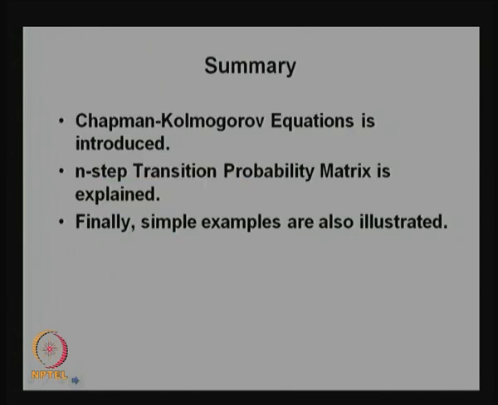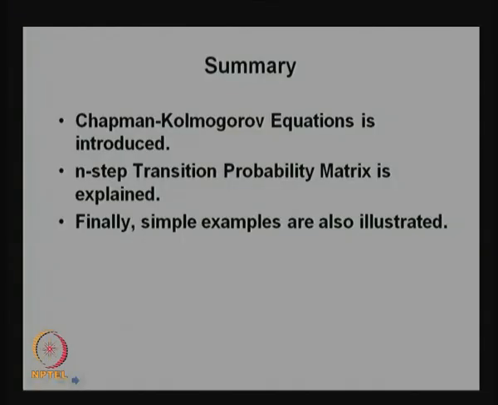So, in this lecture we have discussed the Chapman-Kolmogorov equation, and also the n-step transition probability matrix. The n-step transition probability matrix can be computed from the one-step transition probability matrix by raising it to the power n. And also we have discussed 4 simple examples for explaining the Chapman-Kolmogorov equation and the n-step transition probability matrix.